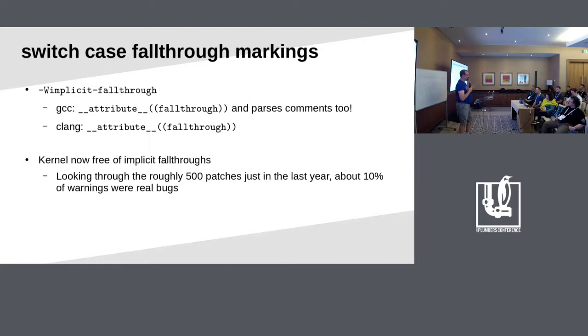Like in the roughly 500 patches just in the last year alone, about 10% of those warnings were real bugs. So it was actually a pretty high number of actual missing breaks in the kernel. So this has proven a good thing to turn on and a nice change to make in the kernel's sort of C dialect, in that we don't want to have implicit fall through anywhere anymore.